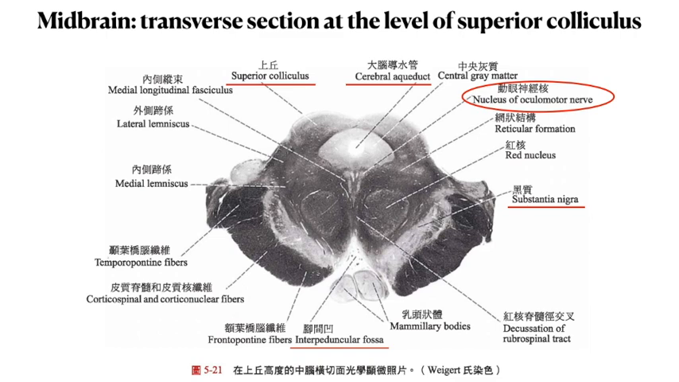On the transverse section of the midbrain, we should be able to identify superior colliculus because this slide is cut at the level of superior colliculus. And you can see cerebral aqueduct, and you can see interpeduncular fossa. Now, on the level of superior colliculus, this is the level where you can find nucleus of oculomotor nerve. And you can also find substantia nigra.